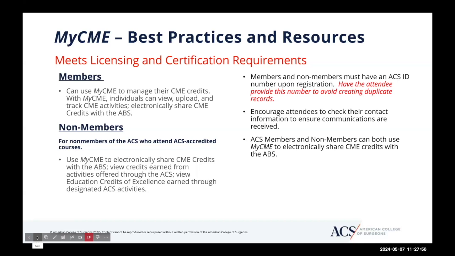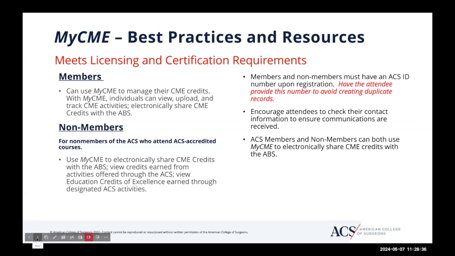A lot of times your attendees may forget their ACS number. In the long run, that may pose a problem when they're trying to obtain their CME credits or get information into the portal. So it's important to note that ACS members must have an ID as well as non-members. If you have a person that forgets their ID, just encourage them to either give us a call or send us an email, and we would be happy to get their ACS number to them. But it's important to make sure that they don't create another file so there's not a duplicate record in our system.